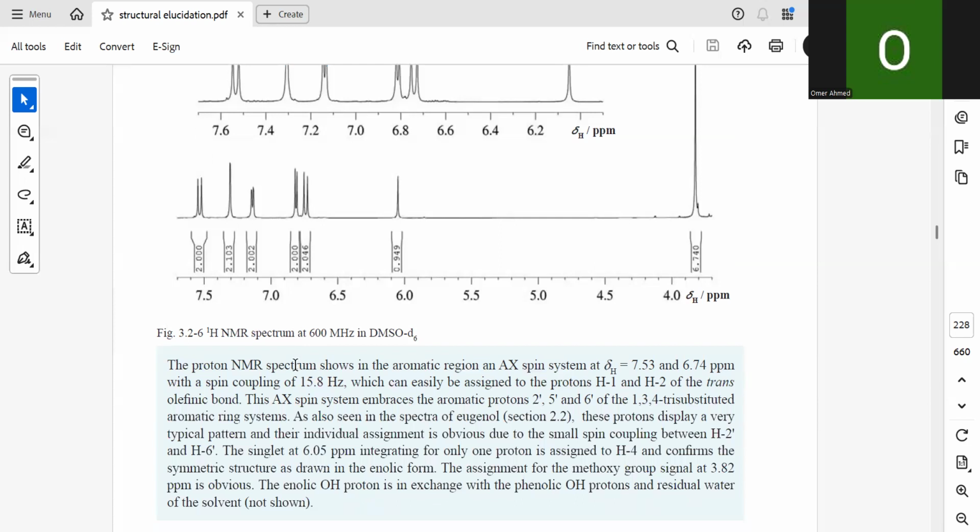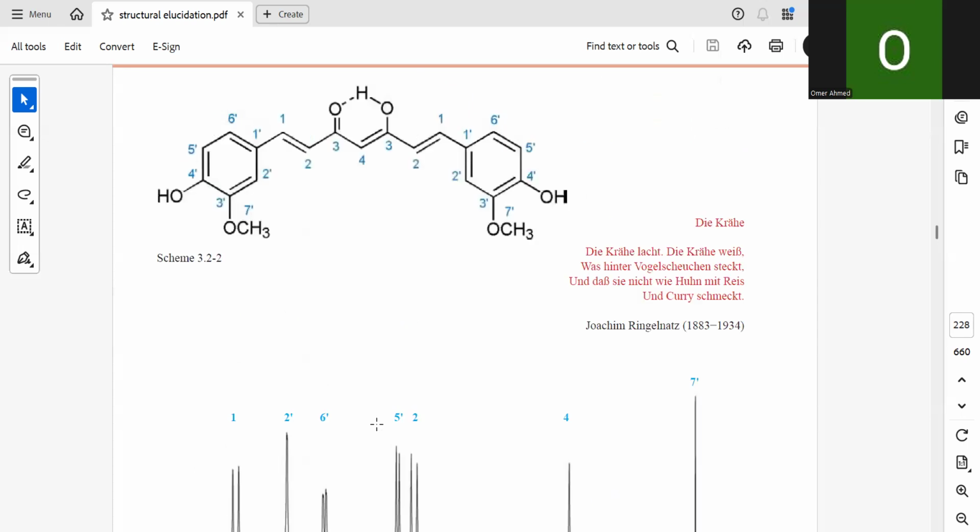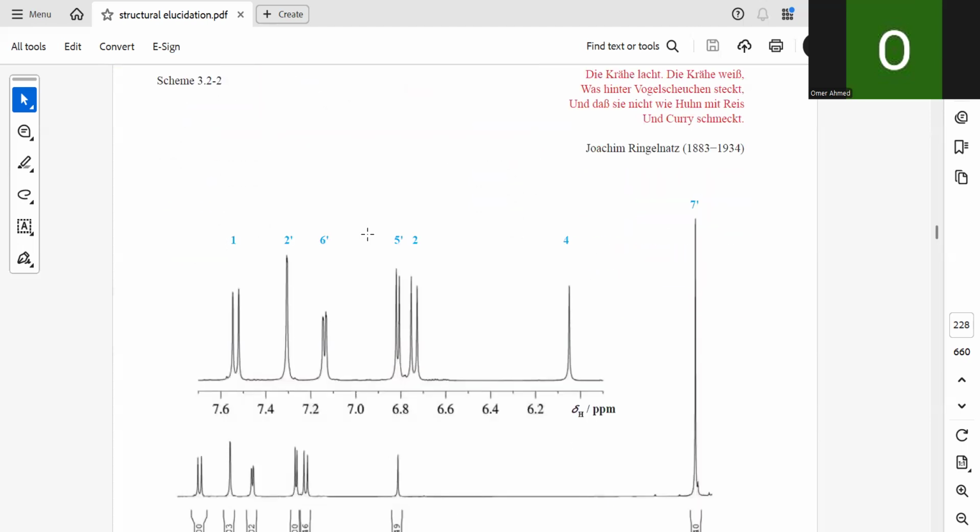So the singlet at 6.05 ppm integrating for only one proton is assigned to proton 4 and confirms the symmetric structure, because the symmetric structure is drawn in enolic form. This is enolic form. If both of them were ketone, we would call it diketone, and a very, very small quantity, 5 to 10%, will be in the diketone form.